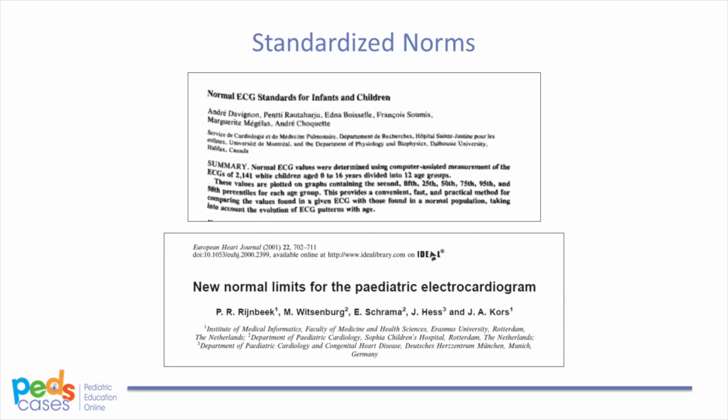Before we get into the steps of interpreting the tracing, it's important to understand how we determine what normal values are for pediatric patients. Normative data was initially collected by Davignon et al. on over 2,000 Caucasian children and are established based on age. Within normal limits refers to values between the 2nd and 98th percentiles in each age range. You may find that some reference tables group the data into broader age categories, leading to slightly different values.